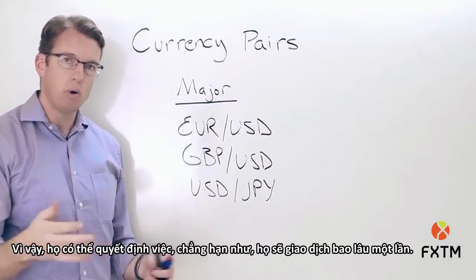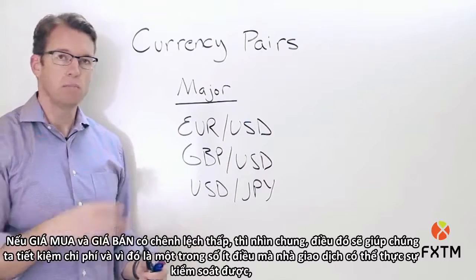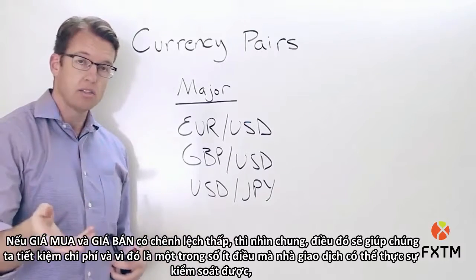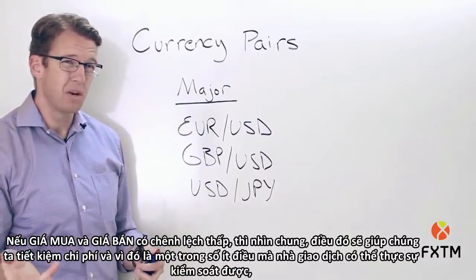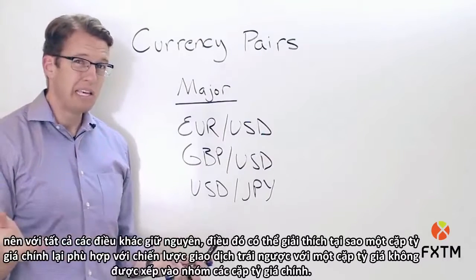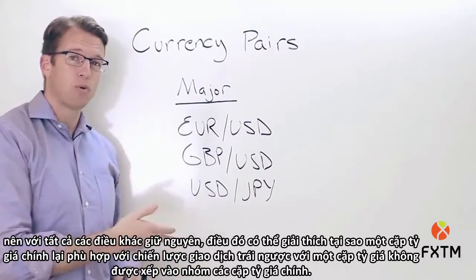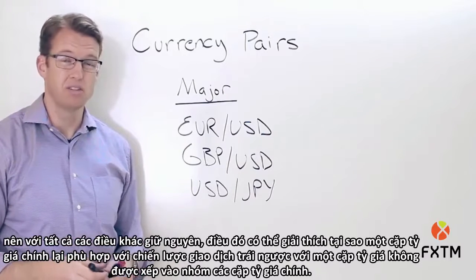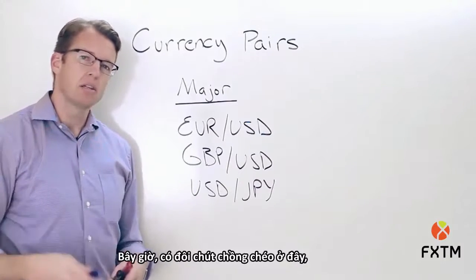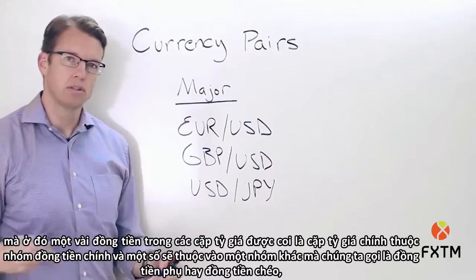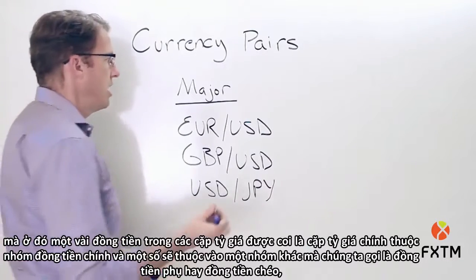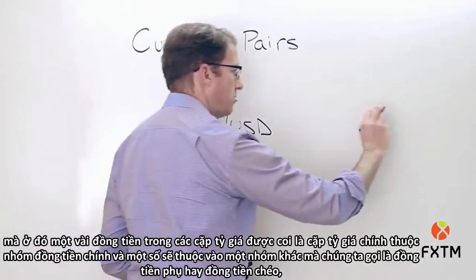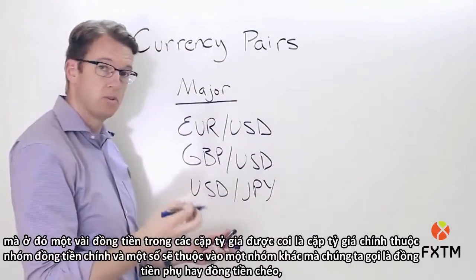They can decide how often they're trading, for example. If the bid and the ask are narrow, then that's going to save us on our costs overall. Since that's one of the few things that traders can actually control, all else being equal, it may make a case for why a major pair fits a trading strategy versus one that doesn't fall into the majors category. Now, there is a little bit of overlap here, where some currency pairs that are considered majors fall in between the majors, and some of them will even fall into another category that we call minors or crosses.